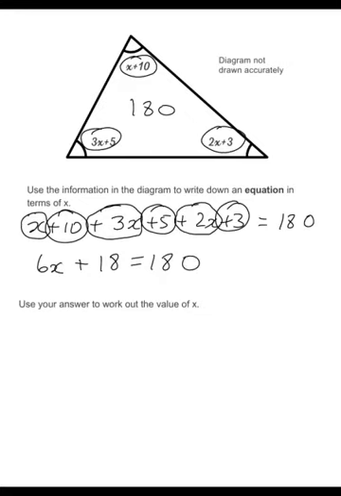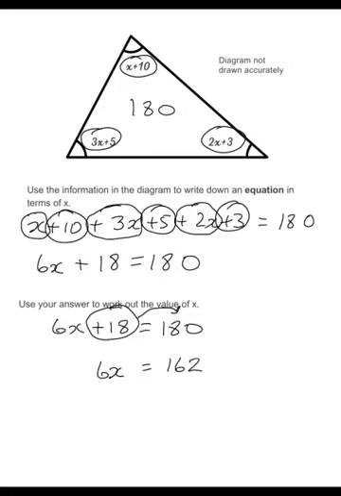The next part of the question says use your answer to work out the value of x. So we bring down the 6x plus 18 equals 180, and we solve for x. The first thing we need to get rid of is the plus 18. If we bring that across, what we're left with is 6x. When plus 18 moves across the other side of the equation, it becomes a minus 18. So 180 take away 18 is going to be 162.